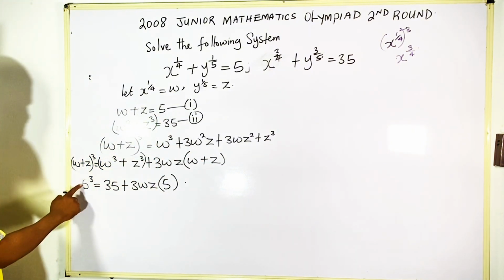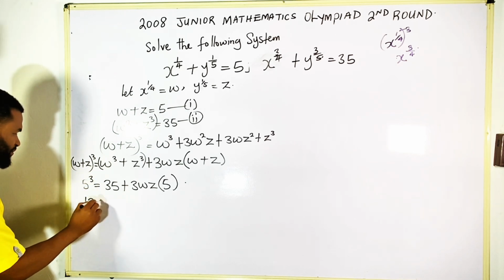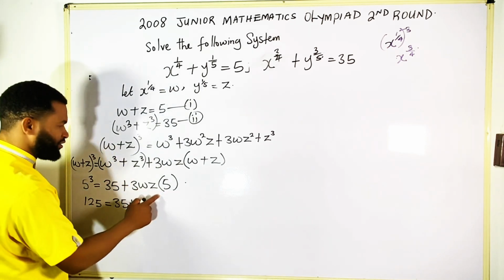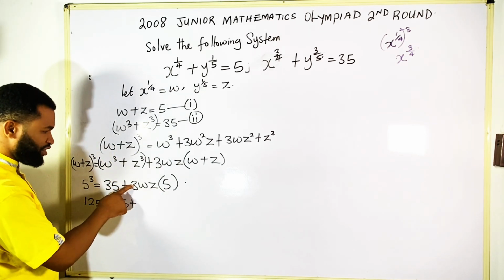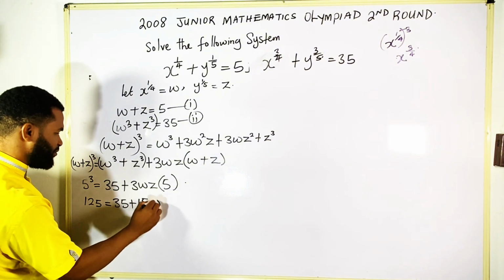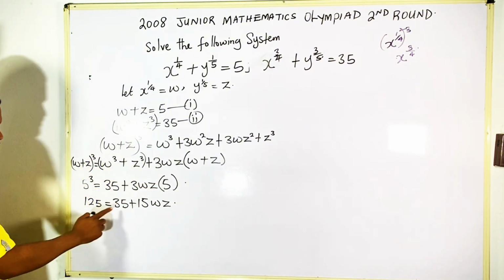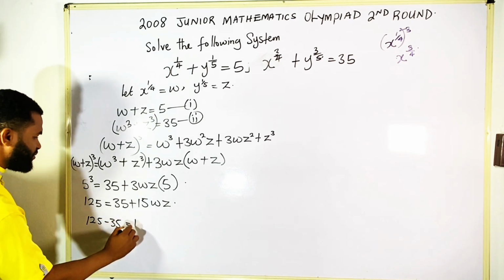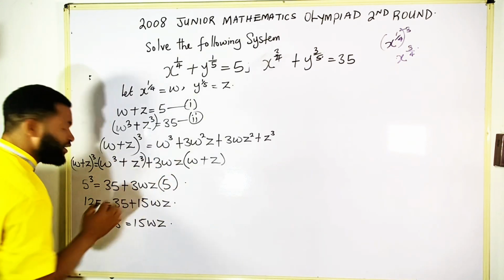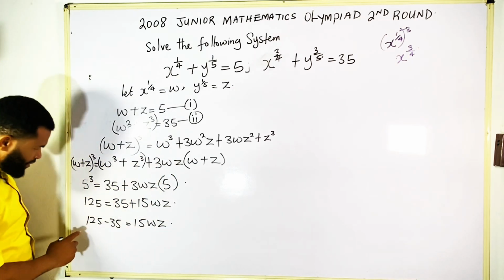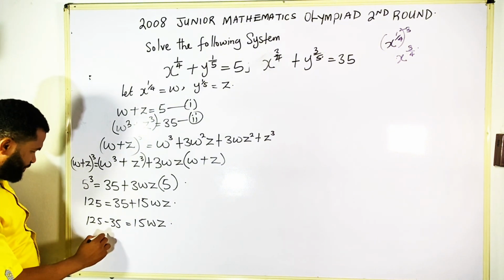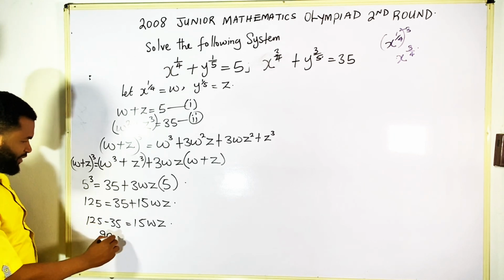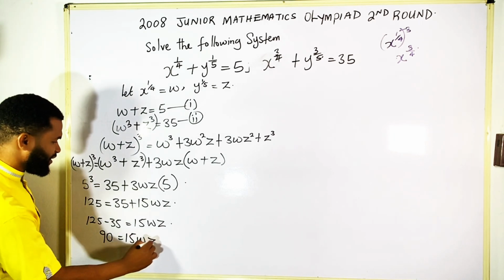Let's see where this is going to lead us. 5 raised power 3 is going to be 125, which is equal to 35 plus, 3 times 5 is going to be 15 wz. All right, so 125 minus 35 is equal to 15 wz. And this gives 90 is equal to 15 wz.